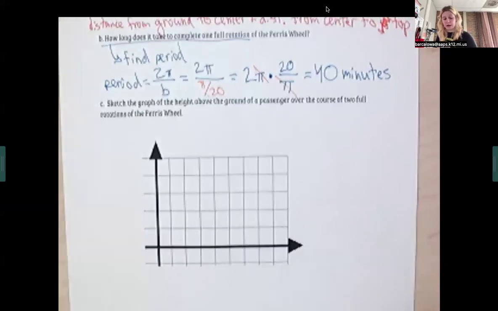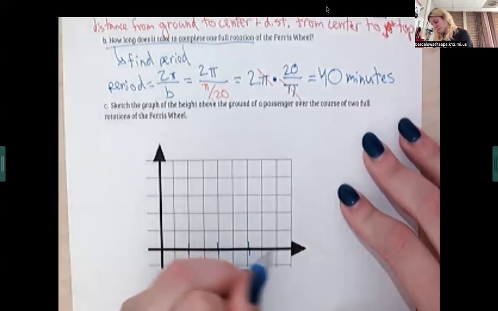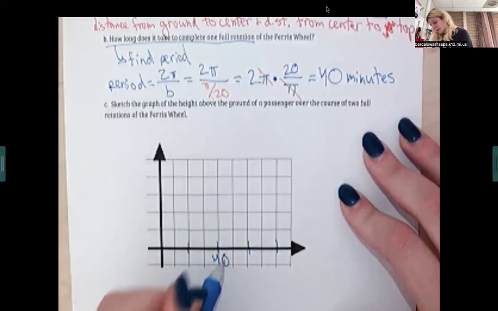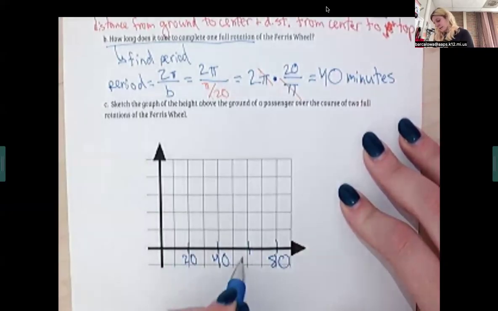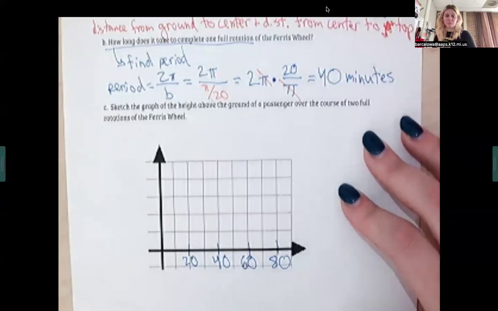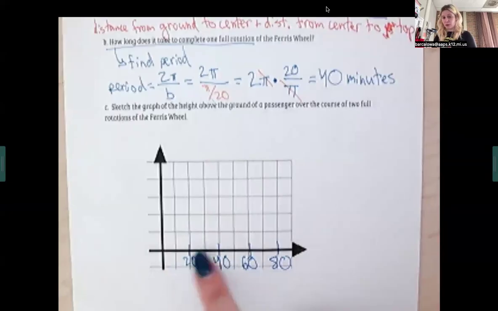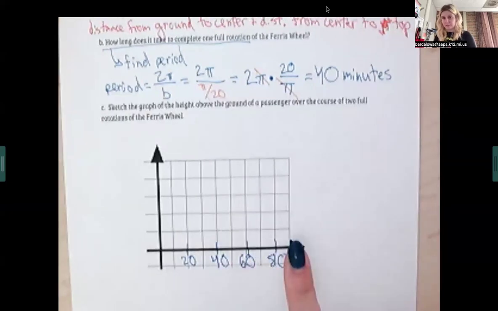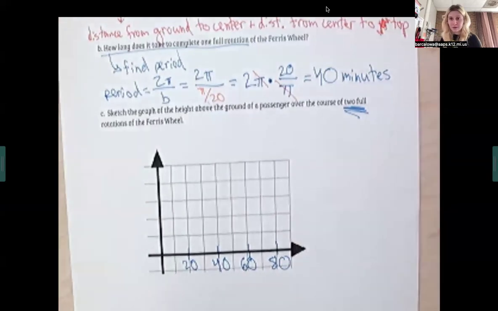Okay, so here's how I would label. 40 minutes for one period. So 40, this would be 80. Okay, and you can label the stuff in between, 20 and 60. Enough time for two full rotations, 40 and then 80. Read. Some of you from your check-in, you need to learn how to read.